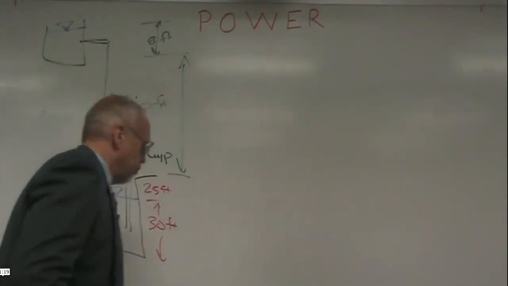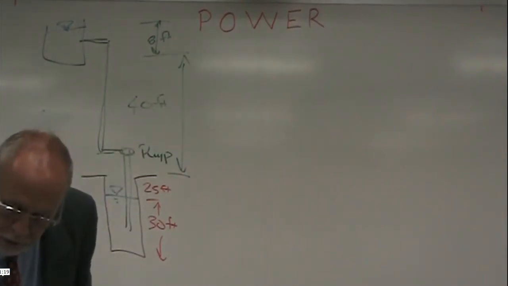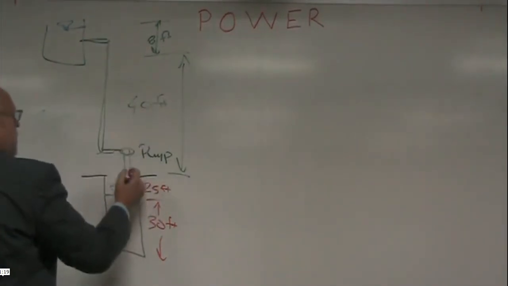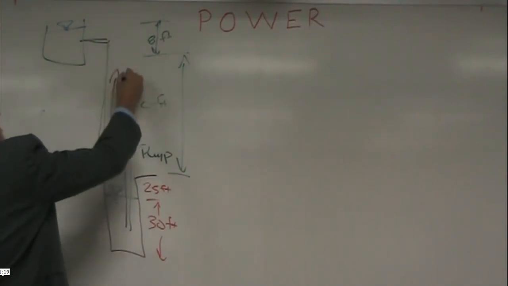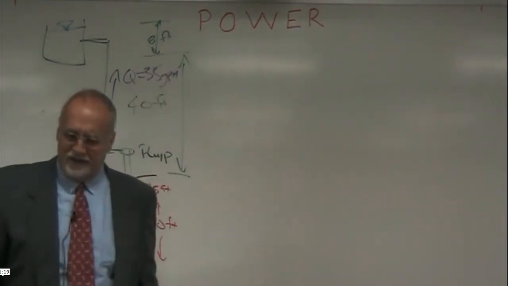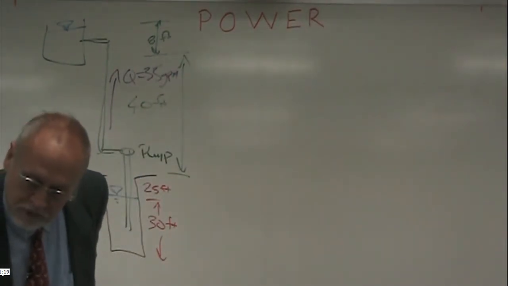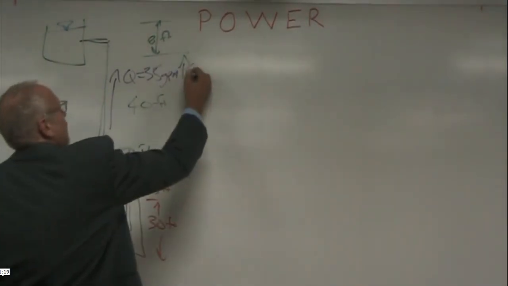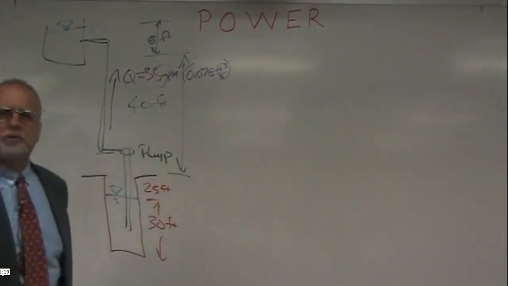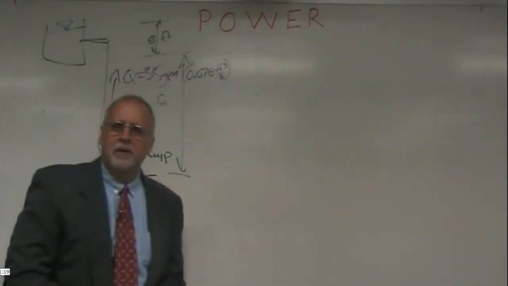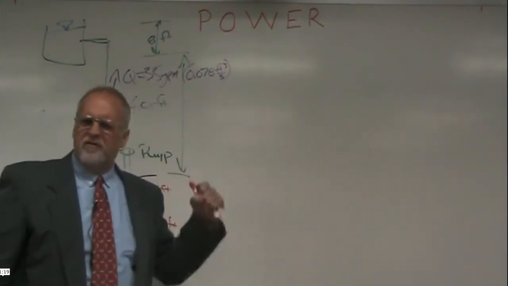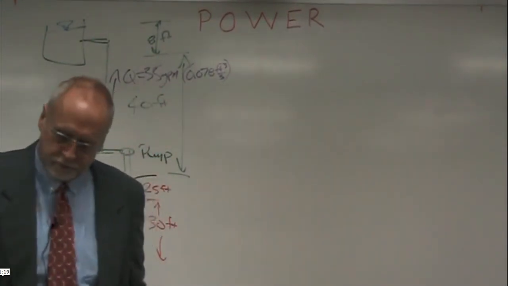In this particular situation, we are going to pump 35 gallons per minute out of there into the tank. So this flow is 35 gallons per minute. We can also express that flow as 0.078 cubic feet per second. We could also express, no, I'm not going there. I'm not talking about meters. No meters in my classroom. We do feet. We do gallons. All right.